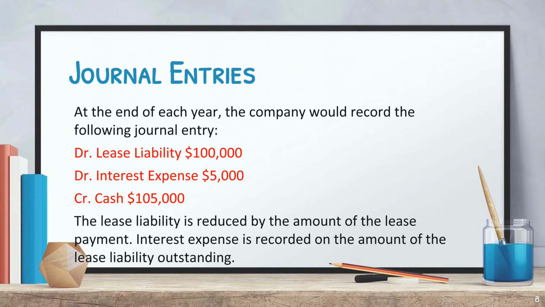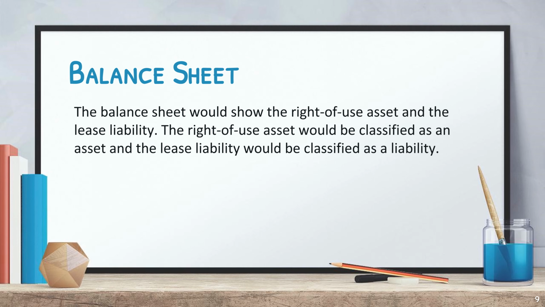At the end of each year, the company would record the following journal entry. Debit, lease liability, $100,000. Debit, interest expense, $5,000. Credit, cash, $105,000. The lease liability is reduced by the amount of the lease payment. Interest expense is recorded on the amount of the lease liability outstanding.